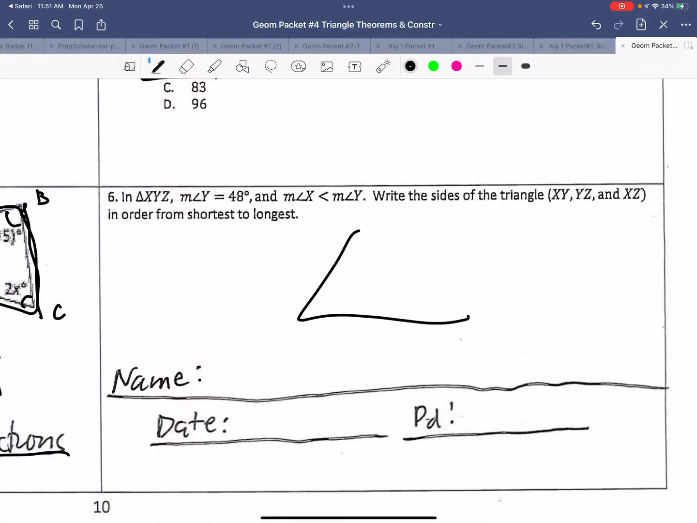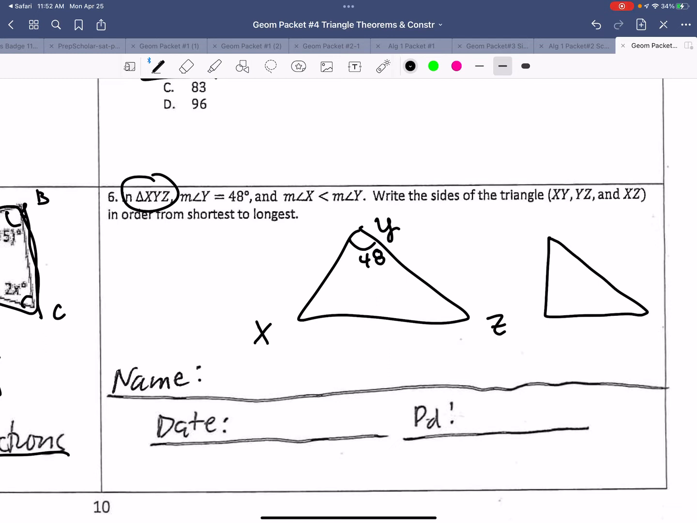It says in a triangle XYZ. So if they describe it and I don't see one, I put one here, right? Y they said is 48 and X is smaller than Y. So what does that mean? Okay, so I'm going to maybe draw a little bit better here. 48, so the 45, that looks like about a 40. Y, X is smaller.